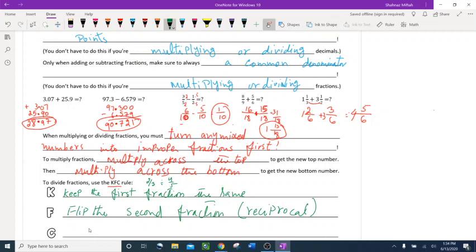C, change the division sign to a multiplication. And multiply.